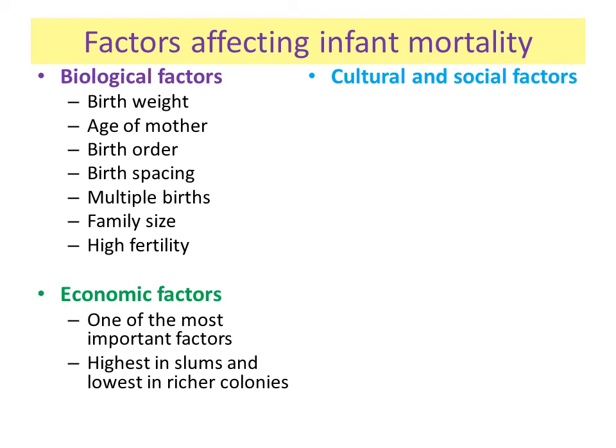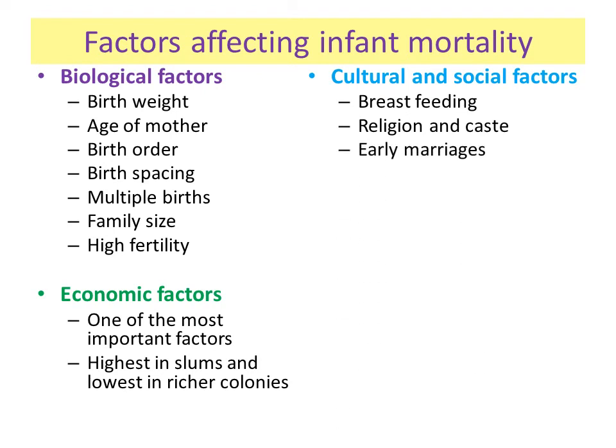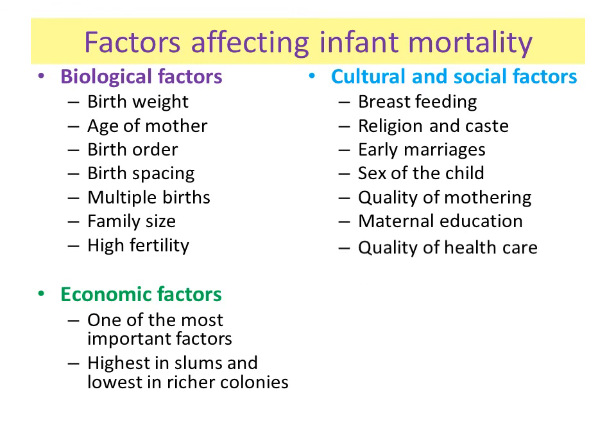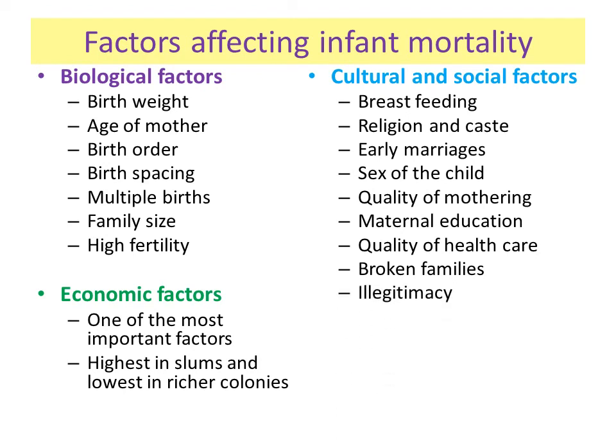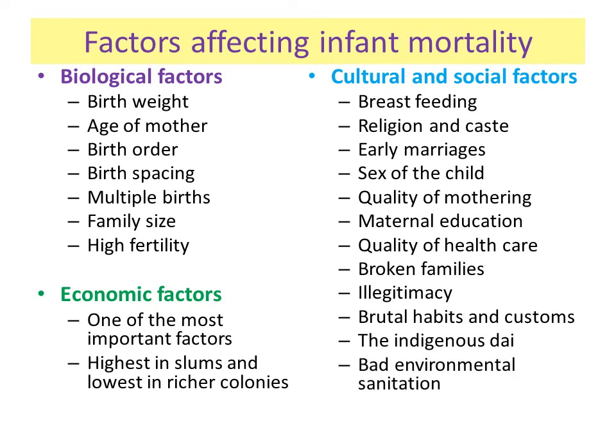The cultural and social factors include various customs regarding breastfeeding, beliefs in religion and caste groups, the trend of early marriages, gender of the child, quality of mothering, maternal education, quality of healthcare provision to the population. Broken families have a higher infant mortality. Illegitimate children have a higher infant mortality. Brutal habits and customs. The indigenous dai, which replaces the skilled birth attendants. And bad environmental sanitation.